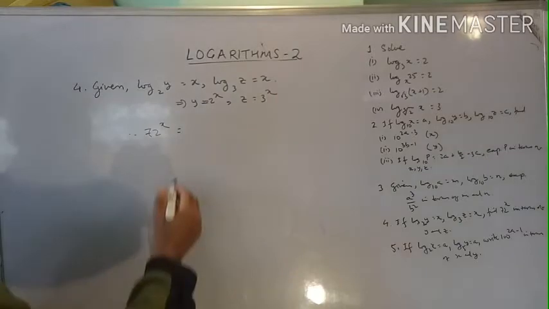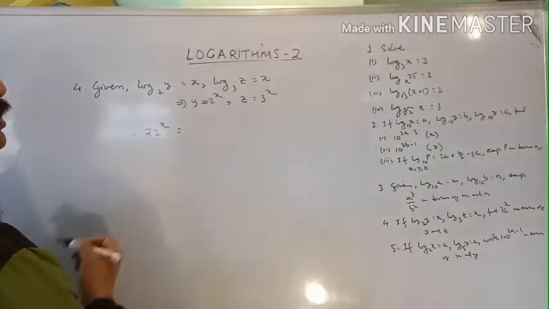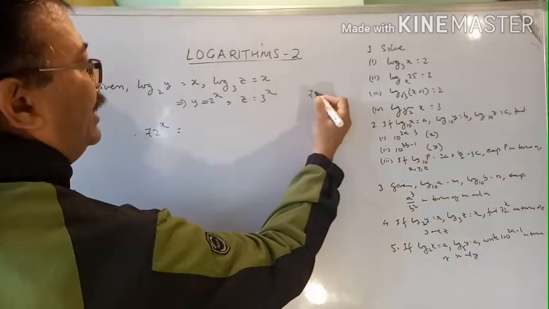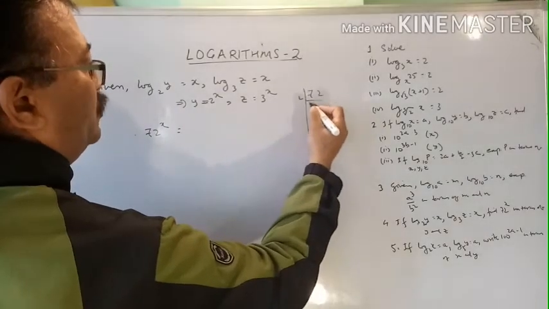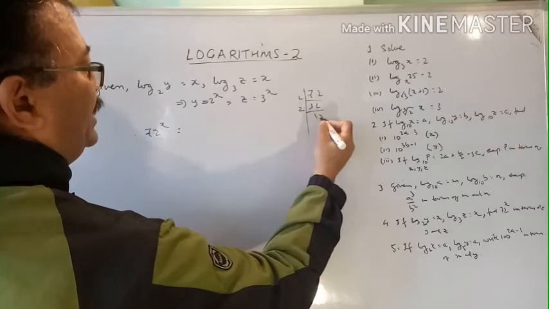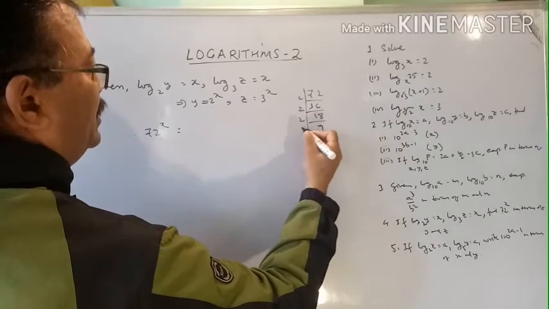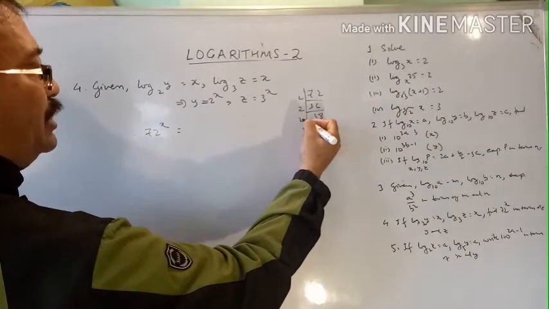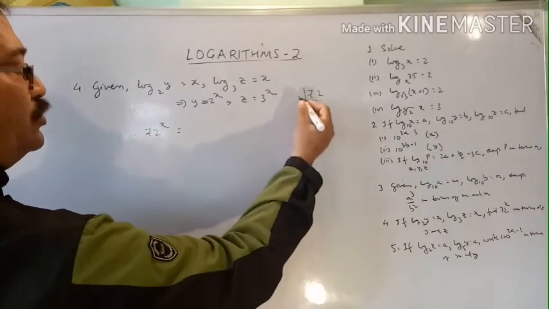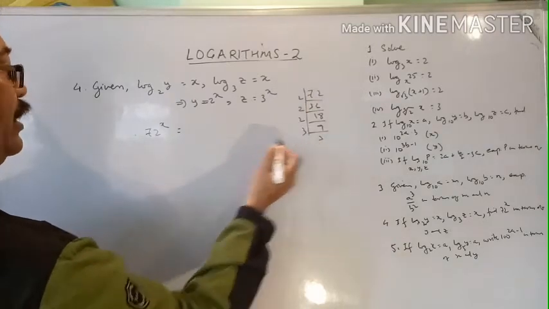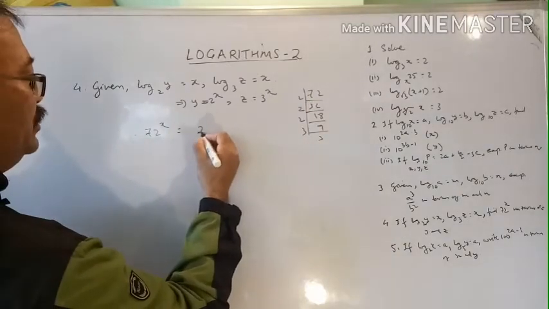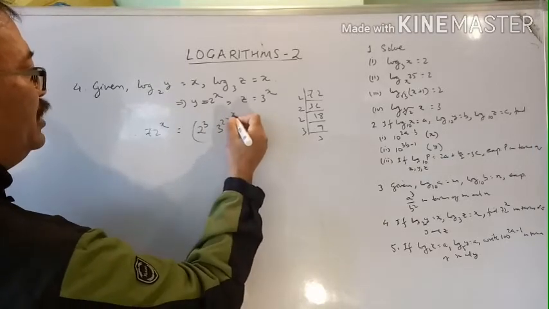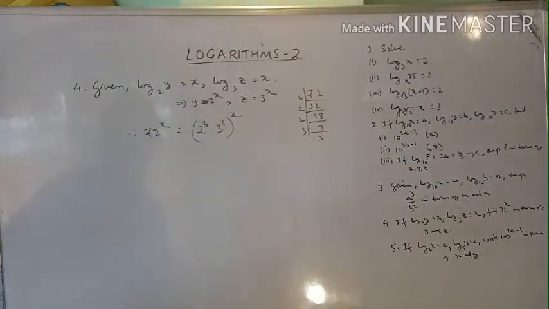Since the bases we know here are 2 and 3, we'll express 72 in terms of 2 and 3. For that we'll factorize 72. 2 will go 36 times, 2 will go 18 times, 2 will go 9 times, 3 will go 3 times. So what we get? There are 3 2's and 2 3's. So 3 2's means 2 cube, 3 square. So we can write this as 2 cube into 3 square whole to the power x. Okay.